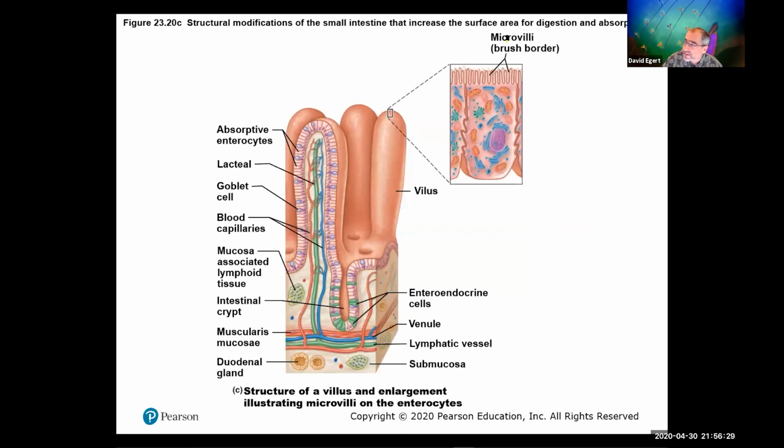And then this is showing that each of the individual columnar epithelium cells has microvilli that give you even more surface area. I'm not quite sure exactly how they calculate it, but the number they usually throw out is that you have a surface area equivalent to about a football field folded up inside your intestine, in your belly.